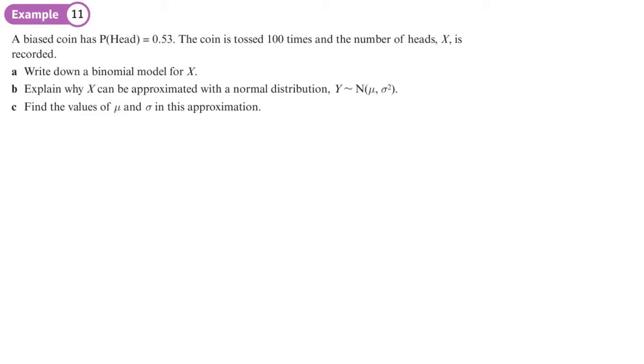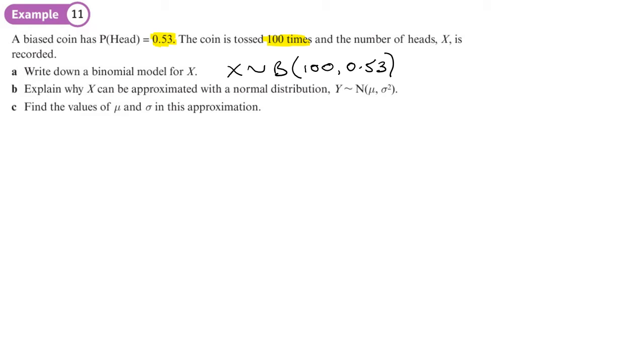Okay, so let's have a look at this problem here. We've got this coin. I can see straight away that p is close to 0.5, and 100 trials is large because it's greater than 50. Part of the question says write down a binomial model for x. So x is going to be binomially distributed with 100 and 0.53. So there's my n and p straight from the question.